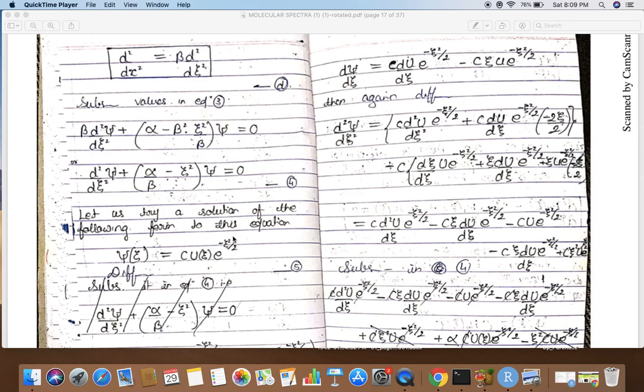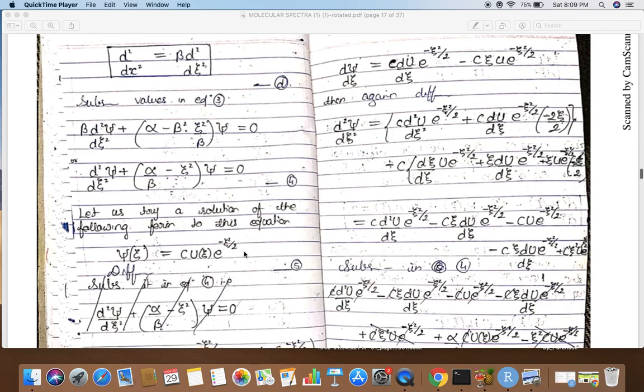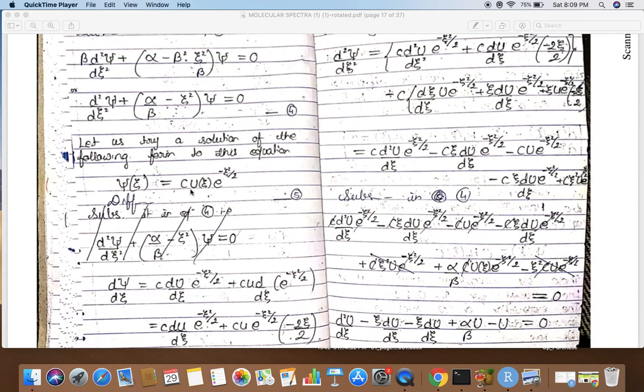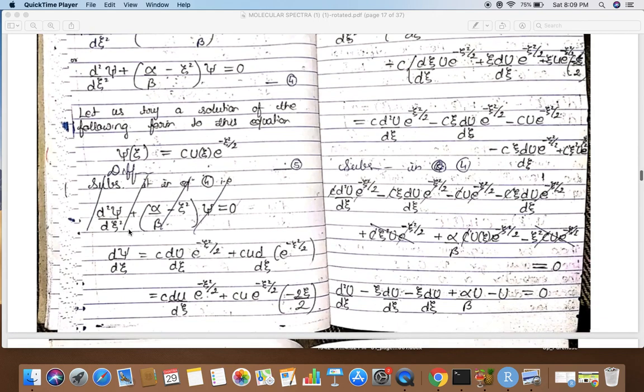So for the solution of this differential equation, we assume that this is the oscillatory function: psi of xi is equal to c u of xi exponential xi square divided by 2. Now we have to estimate d square psi by d xi square to put in this relation. This psi I have in this form, the solution. Now we have to satisfy equation number 4.